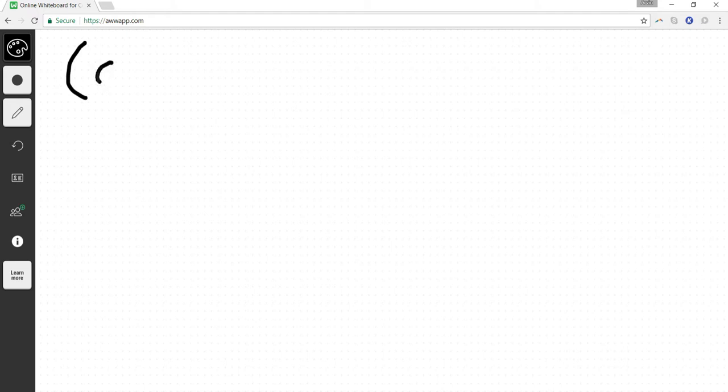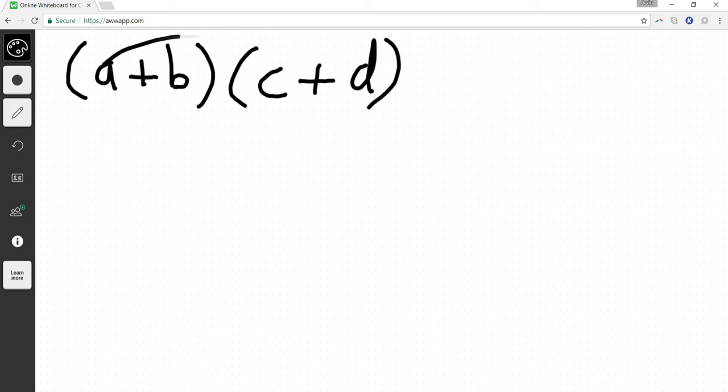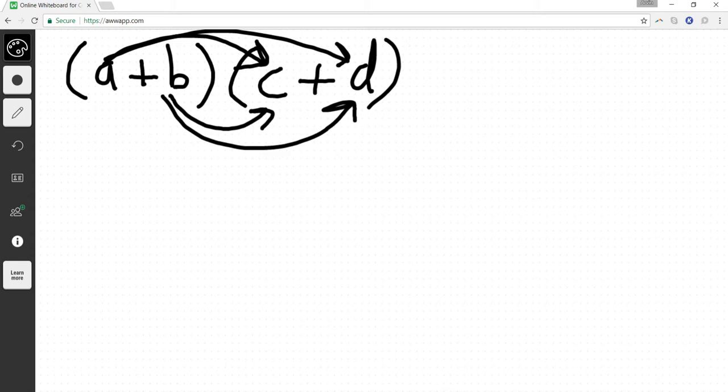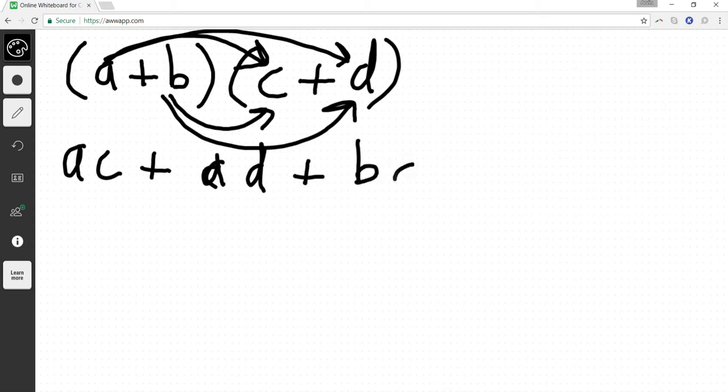Let's say I have this, (A plus B) times (C plus D). I'm going to do A times C, AC, and A times D, then B times C and B times D. That's what I'm going to do. What do I get? I get AC plus AD plus BC plus BD. And again, that's all there is to it. It's finished now.